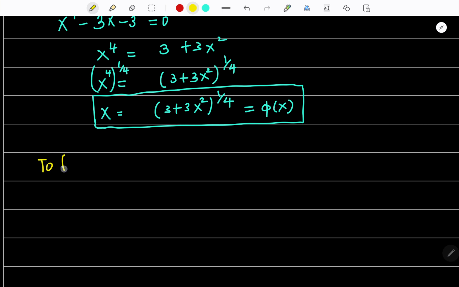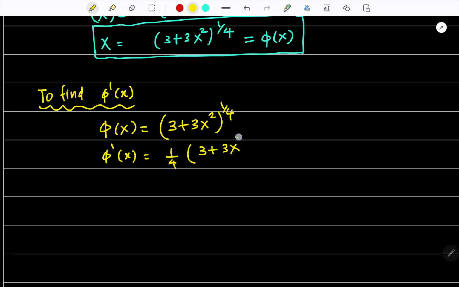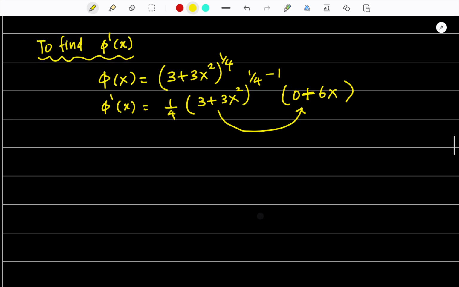Now I'm going to find the derivative phi dash of x. Phi of x is equal to 3 plus 3x square to the power of 1 by 4. So phi dash of x is equal to 1 by 4, bracket open, 3 plus 3x square, to the power 1 by 4 minus 1, and then the derivative of this one. What's the derivative of 3? 0. What's the derivative of 3x square? Which is 6x. Function of function. Teacher, I don't know this derivative. Come on, you are in the third year of engineering. This is the basic idea.